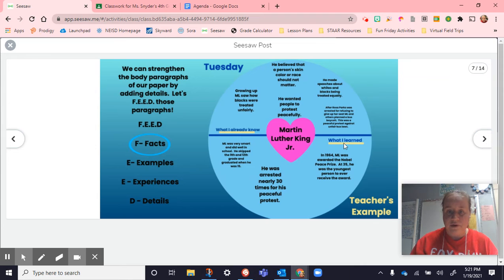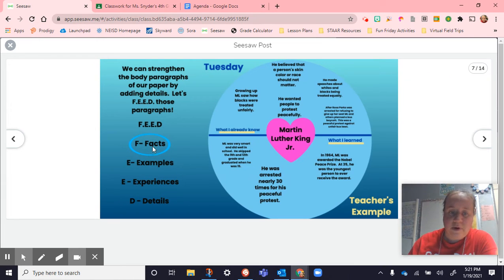So today, this is my example here. It says here that we can strengthen our body paragraphs by adding details. So let's feed those paragraphs. FEED stands for facts, examples, experiences, details. These are things that we can add to our body that can really give that extra oomph that we are missing from the middle section of the body.